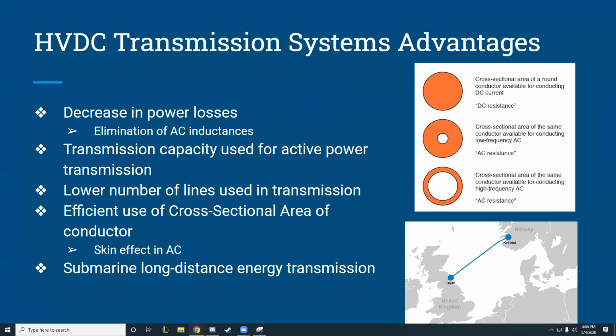Now, another example of where high voltage DC is used is in submarine transmission, such as the North Sea Link, which connects the UK to the European grid.